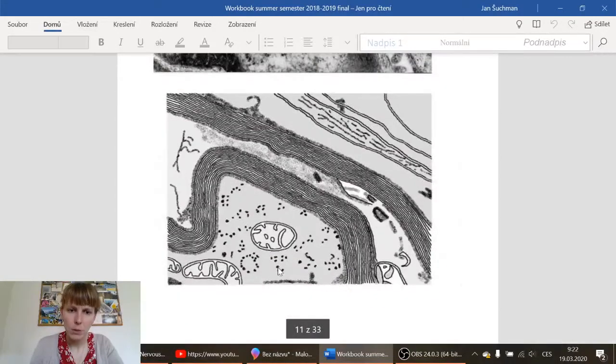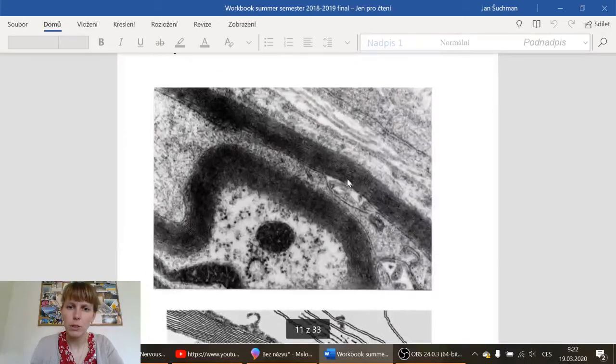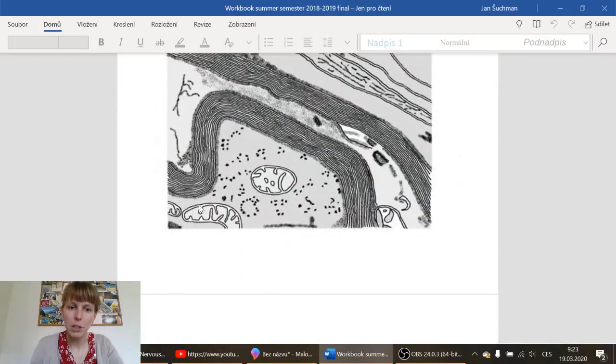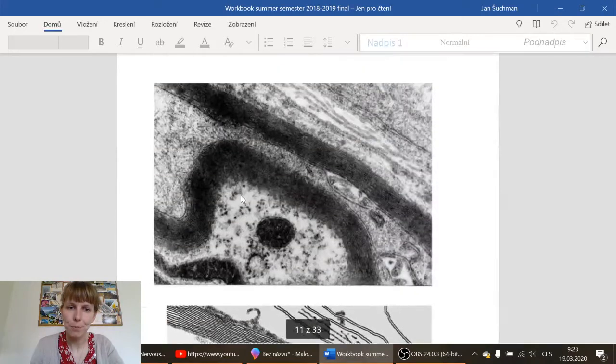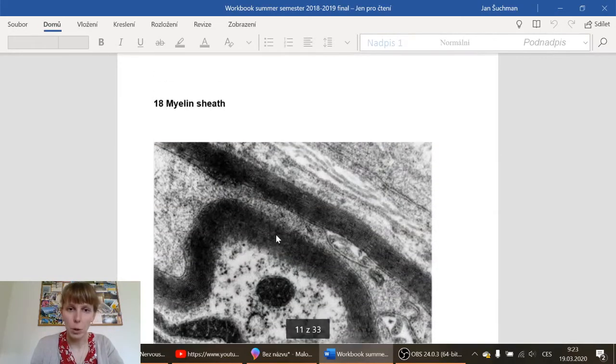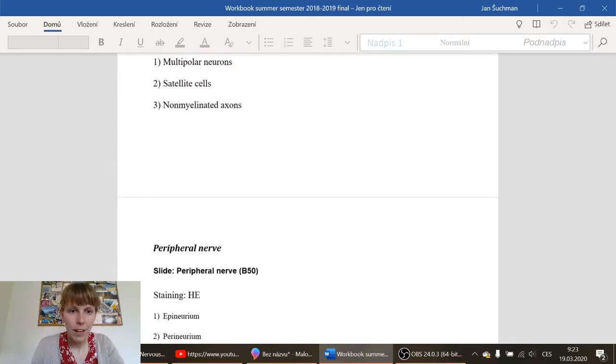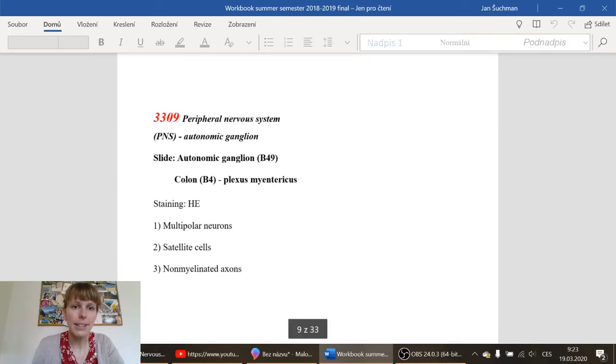So, mitochondrion, cytoplasm of the axon, and the myelin. Myelin sheath here. Now this is the second mitochondrion. It's not really easy to see, but here we go. So nothing very complicated. And now in the final minutes, let's focus on the ganglion.